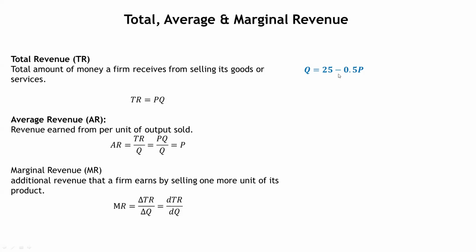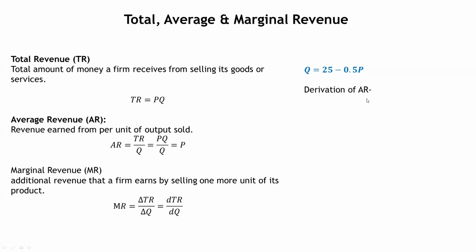How do you know? Because of this minus sign. This minus sign confirms that the relationship between price and quantity is inverse. If price rises, quantity demanded falls, and if price falls, quantity demanded rises. It is true for the law of demand. That is why this is a demand equation. Using the demand equation, we can derive total revenue, average revenue, and marginal revenue.